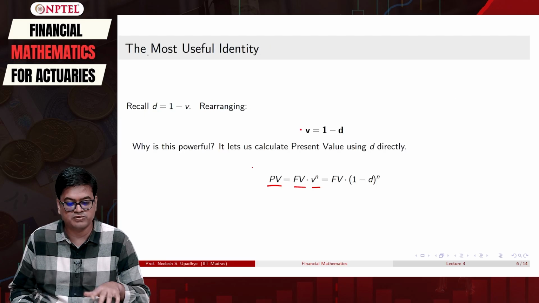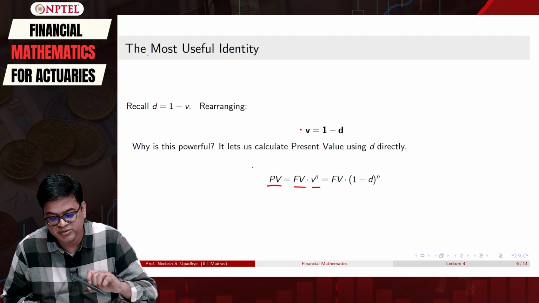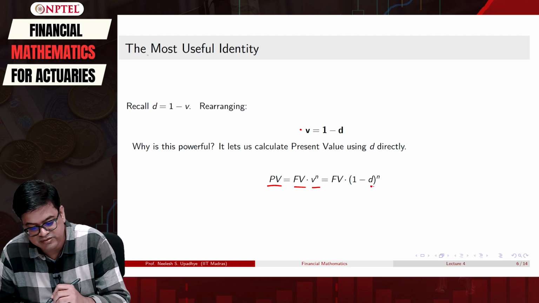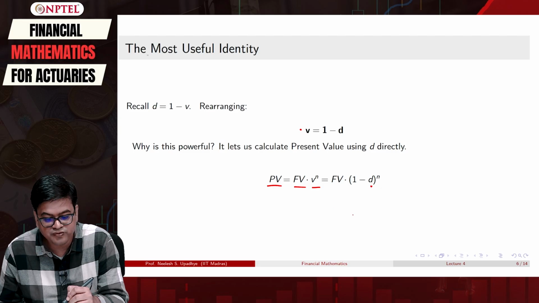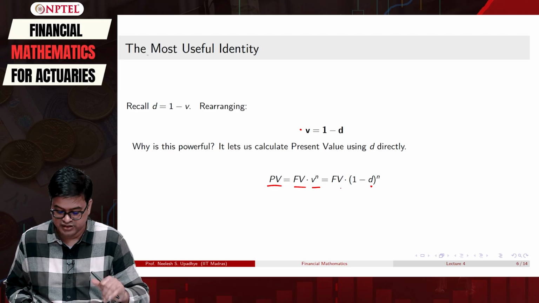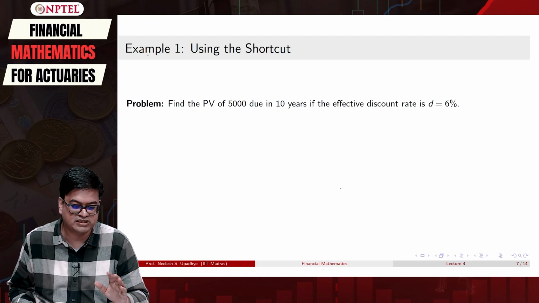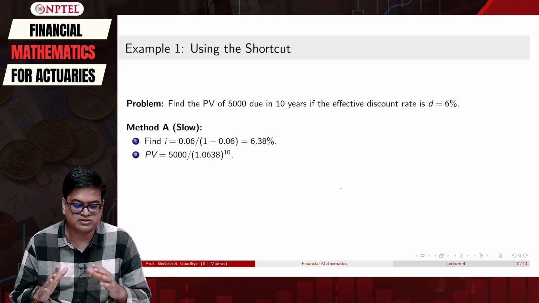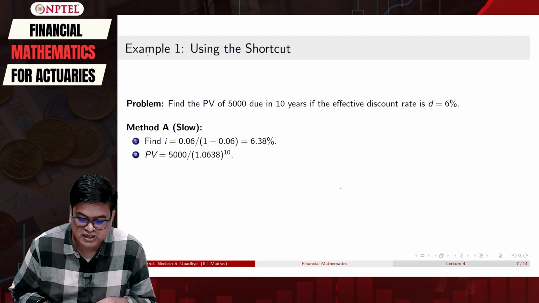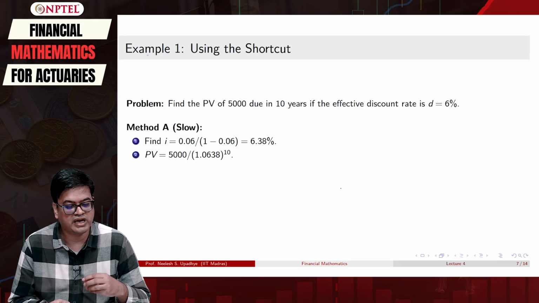Okay. And let us go back to the previous slide and see the connection. I have been given a discount rate which is D, and I have been given the future value. Okay, so how will I calculate? One way is very simple. I don't know all these tricks, so I will take this D equal to 6%. I will use my I.